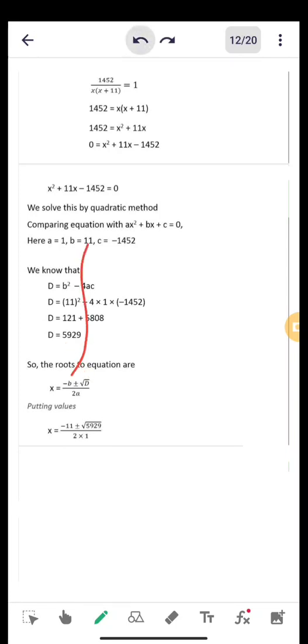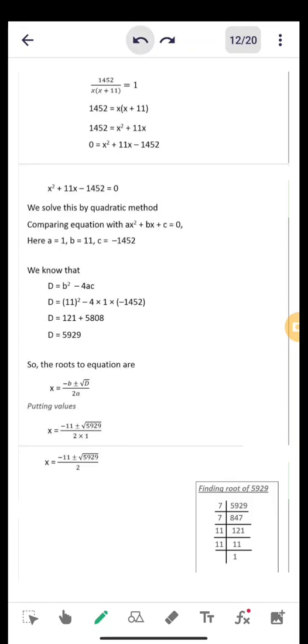Putting this in the formula, we get minus 11 plus or minus root of 5929 by 2a. A is 1. We should know what is the root of 5929. Root of 5929, I can write 7 square and 11 square, when you do prime factors. 7 square and 11 square, root and square gets cancelled, that is 77. You know that method very well.